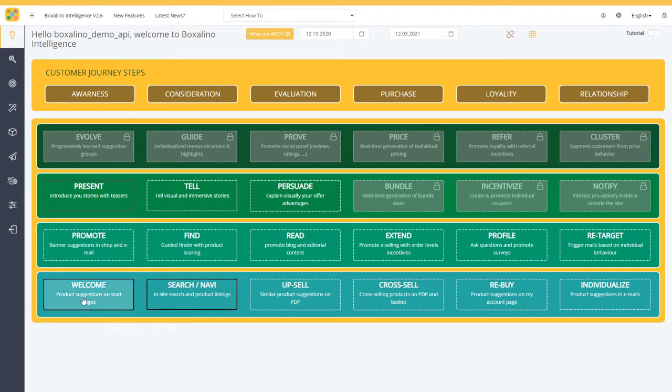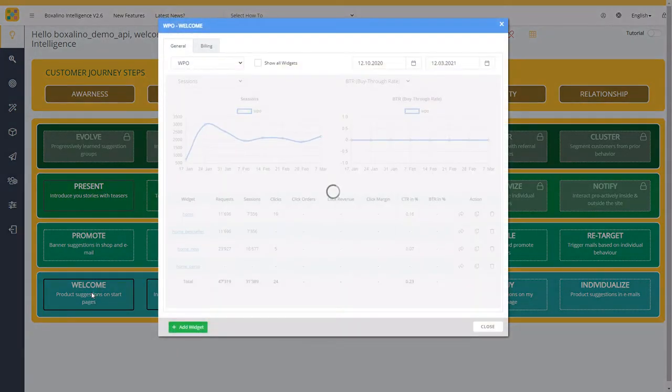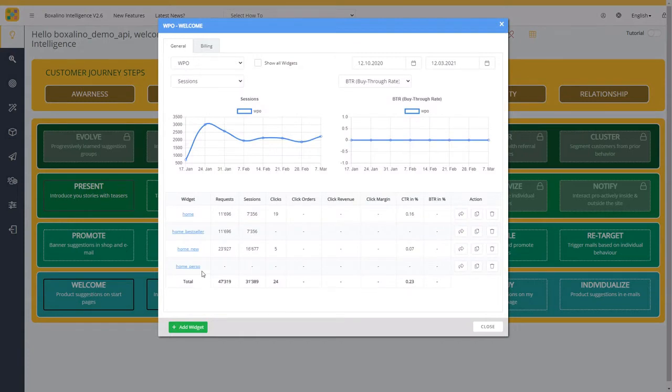So here I'm going to select the welcome WPO, which basically means that I would like to see the widgets that are connected to the product recommendation on the start page. In this case, we're going to mainly look at the home page. There we can see the list of the different widgets. We have one called home, another home bestseller, another home new, another home perso. And I will go into this home perso widget to look at how it is structured and how we can modify it.